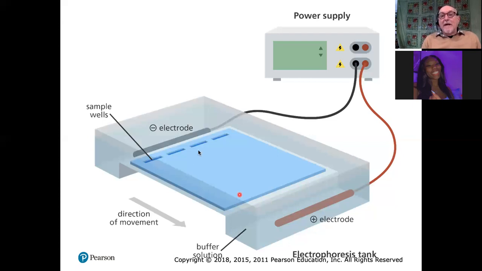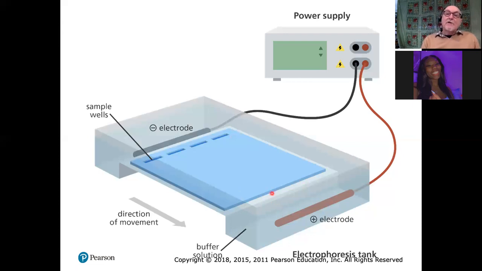Well, we embed... first of all, this is a gel. It's made with a liquid containing salts and things. And we put that gel into a bed that is filled with fluid. And the fluid will conduct electricity, and the electricity will be conducted through the gel as well. DNA, fortunately, is negatively charged.